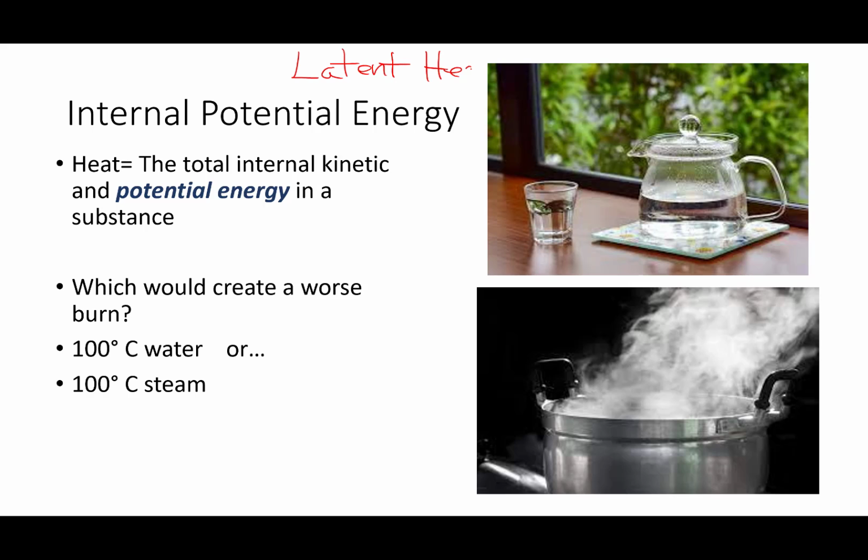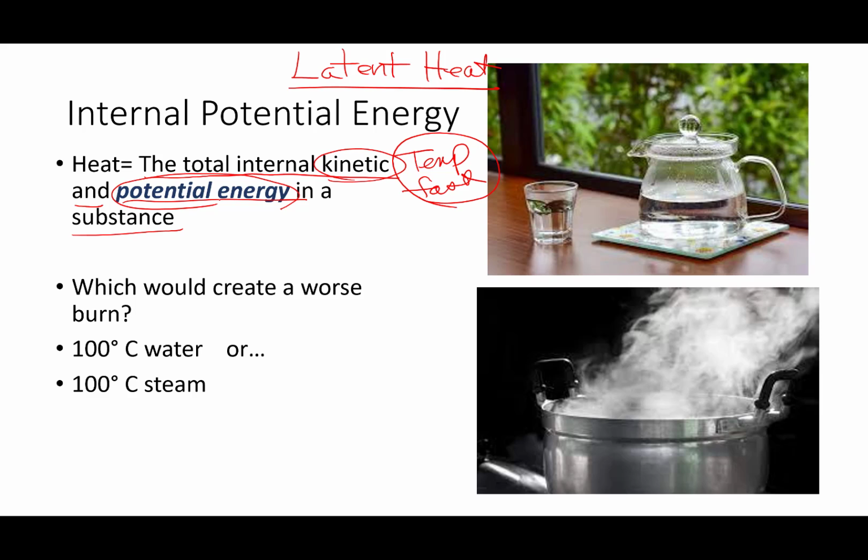Now, we've been talking about the difference between heat and temperature, and heat is defined as the total internal kinetic and potential energy in a substance. Internal kinetic energy is all about temperature. That is how fast the molecules vibrate, because kinetic energy is all about motion. But how do you have internal potential energy in a substance? Because potential energy is all about position. And when we're talking about molecules in a substance, we're talking about how far apart molecules are.